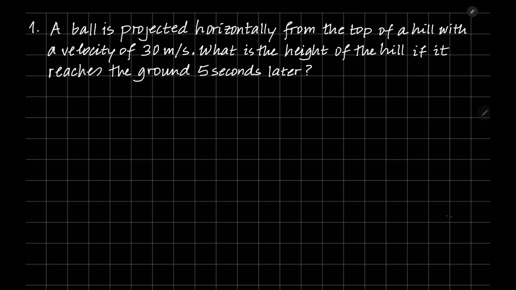Hello everyone, today we are going to focus on projectile motion and we are going to solve some examples of projectile motion. Let's start with the first example. A ball is projected horizontally from the top of a hill with a velocity of 30 meters per second. What is the height of the hill if it reaches the ground 5 seconds later?